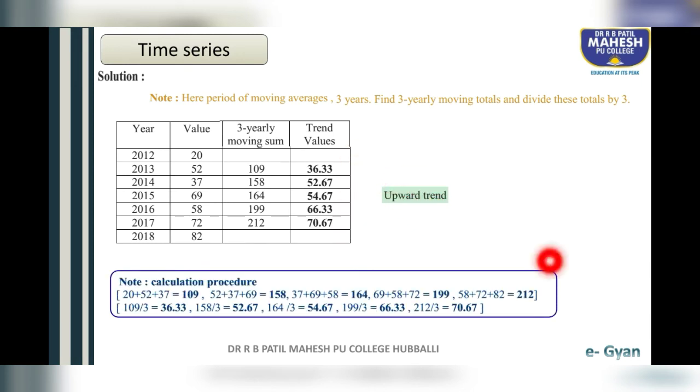Students, for your convenience, here there is a procedure of calculation. Here everything is explained on how to calculate this. Like this you have to take 3 values. First you have to add 3 values, 20 plus 52 plus 37. The first value you have to leave out. So here the procedure is given on how to add these values. Then after adding these values, to find the trend values, divide by 3. So like this the procedure is given here. You can refer to this.